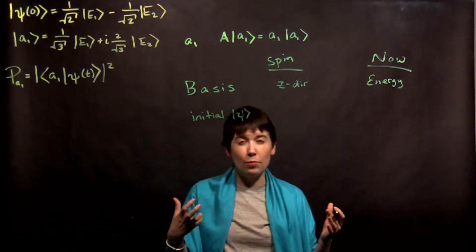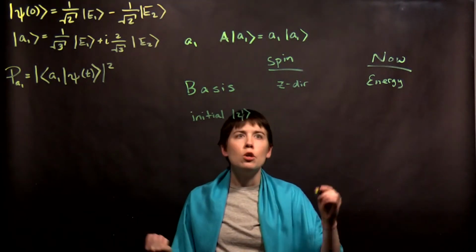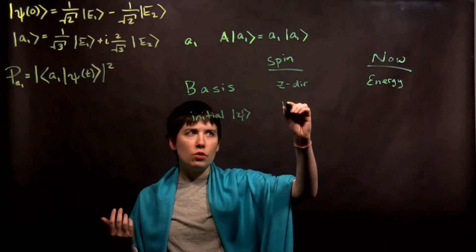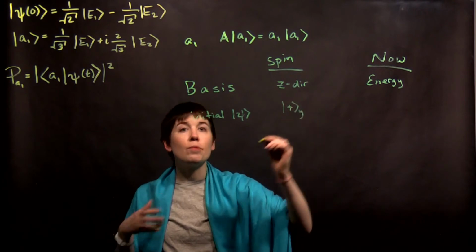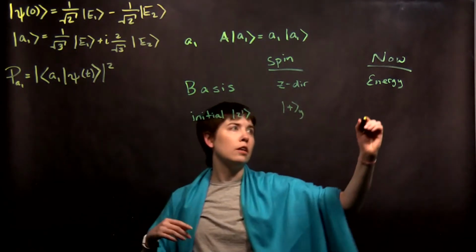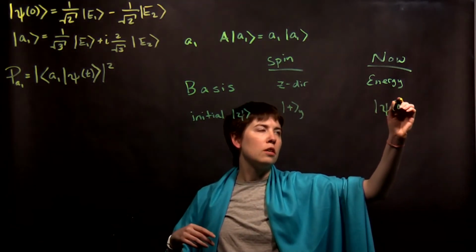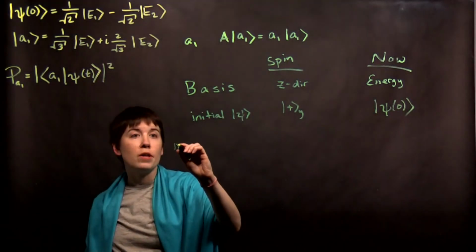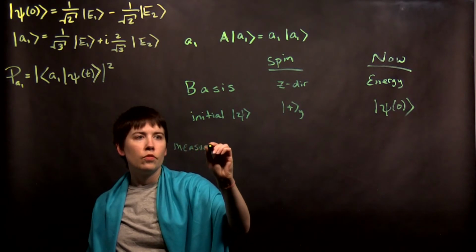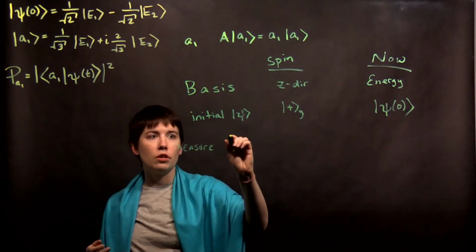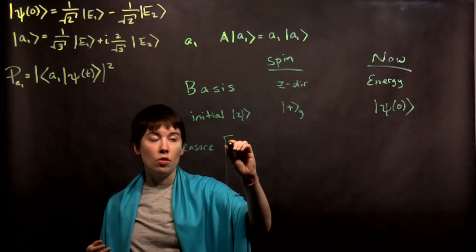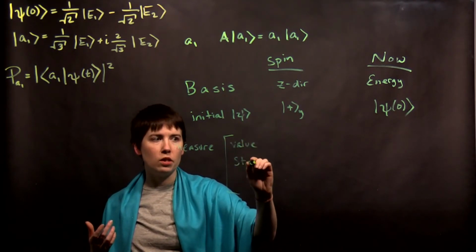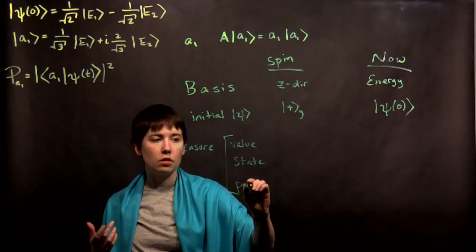And initial state would maybe be before it goes through an analyzer or something. For spin, I'm going to pick a specific one, but you saw other examples of this. Let's just say spin up in the Y direction. Here, it's going to be this psi. Then we're looking to measure, and there's a few things to think about here. There's going to be the measurement value, the state that corresponds to it, and then the probability, right?